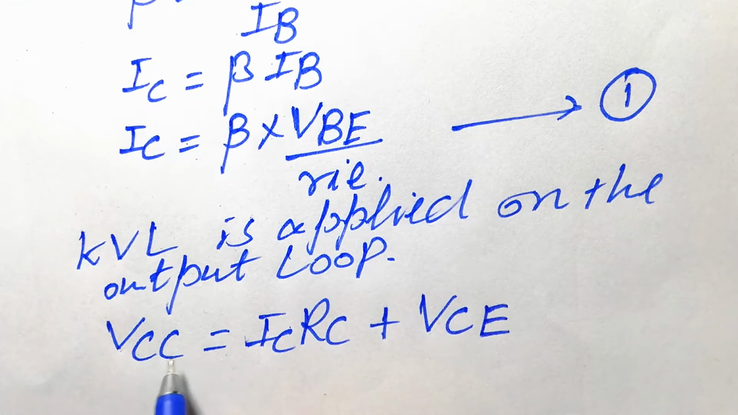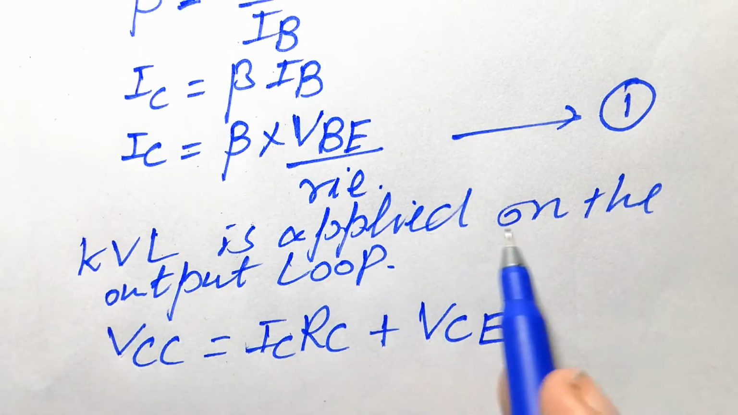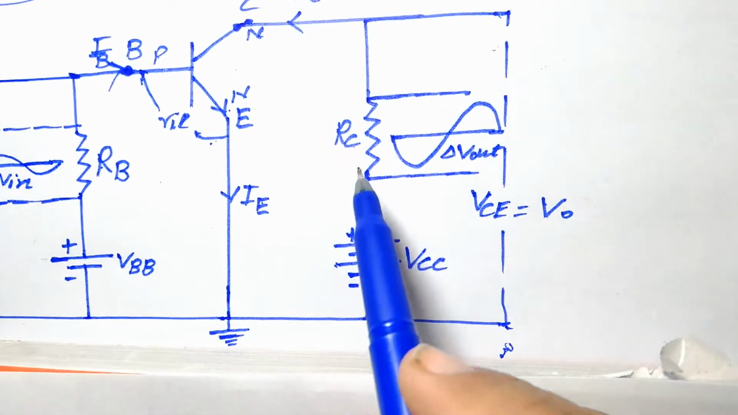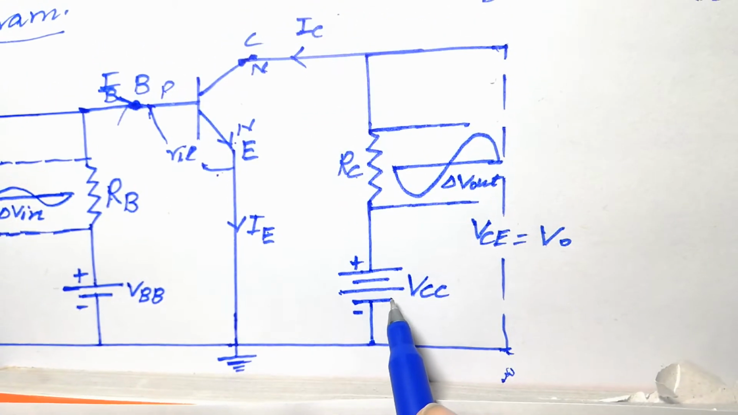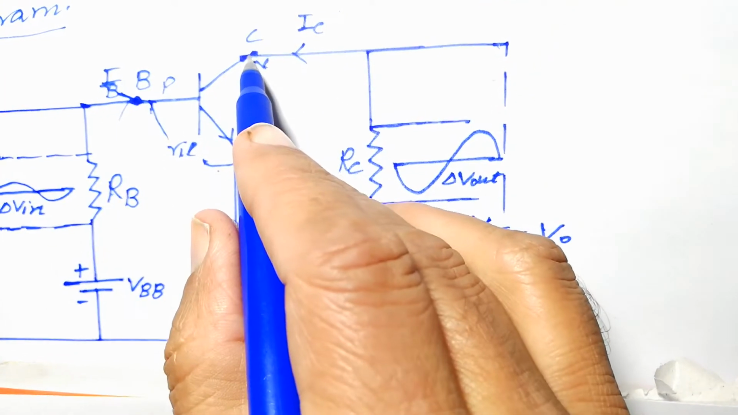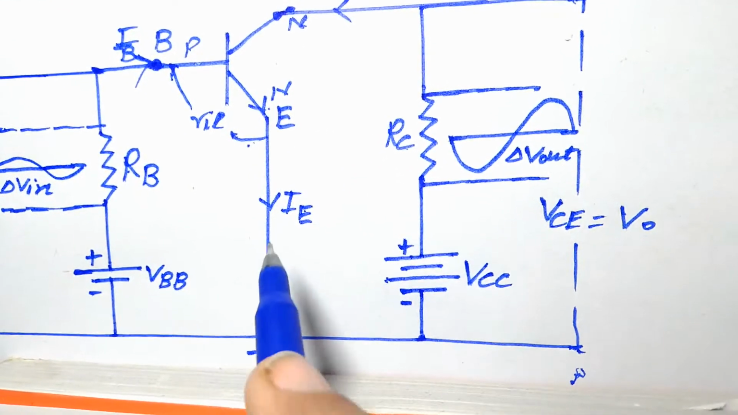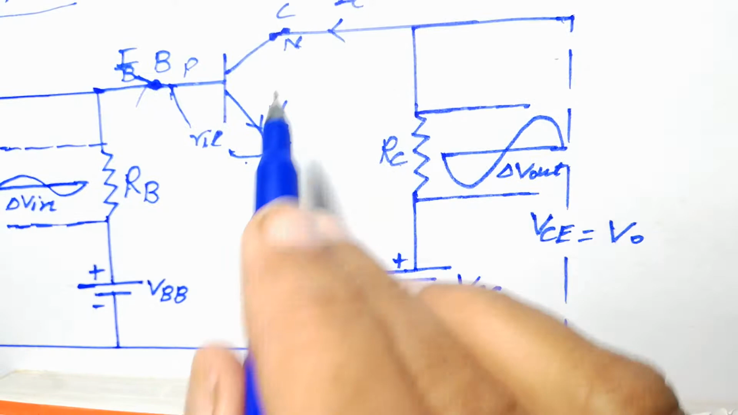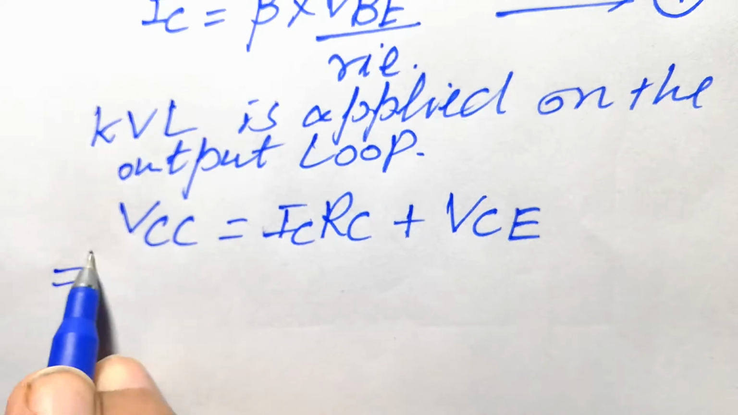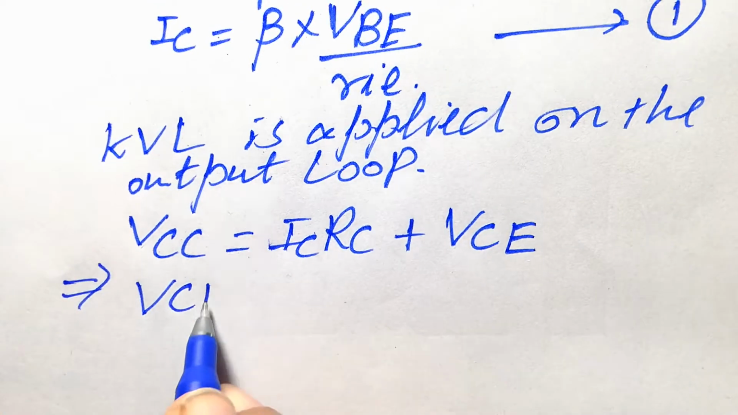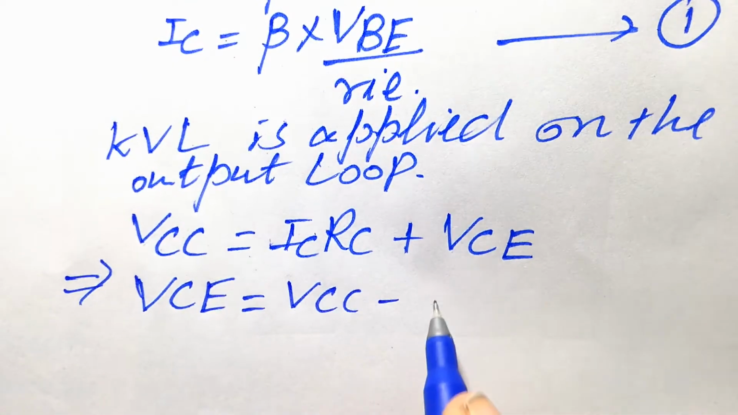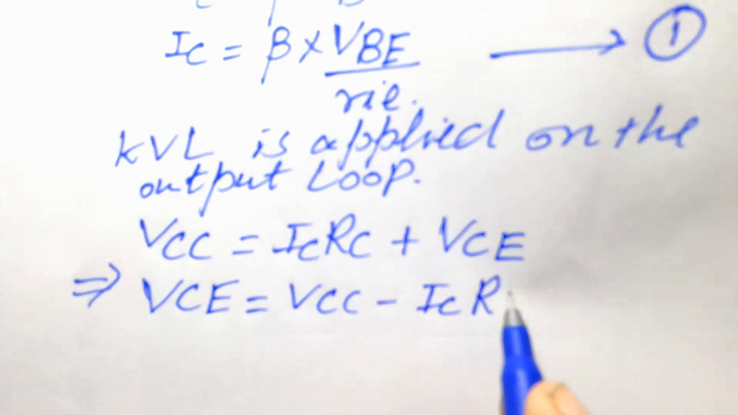Look at it again here. Kirchhoff's voltage law is applied on the output loop. The voltage applied by this battery is VCC, and the voltage across RC is VC, which is equal to ICRC, plus VCE, which is grounded. From this we get VCE. VCE will be equal to VCC minus ICRC.